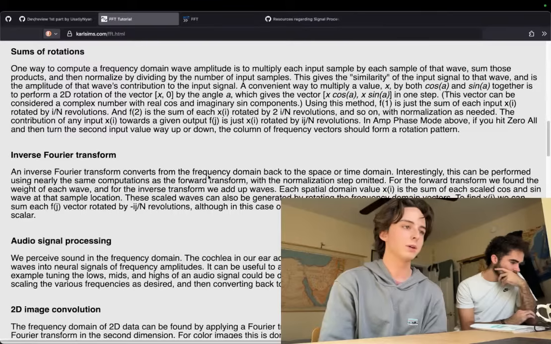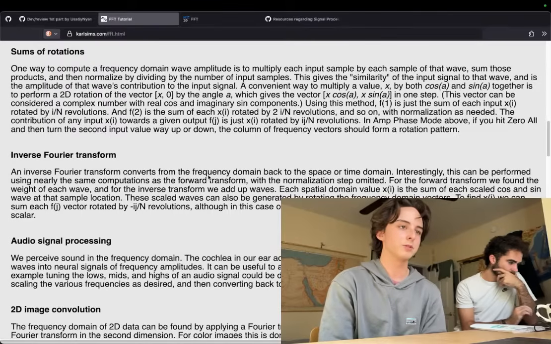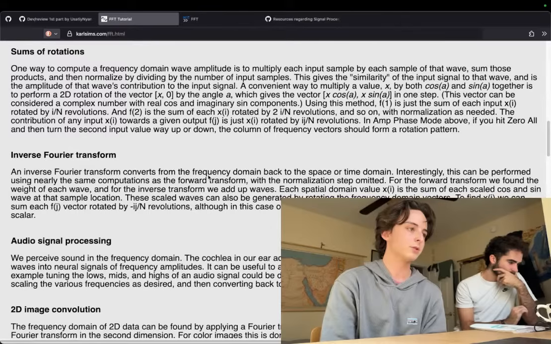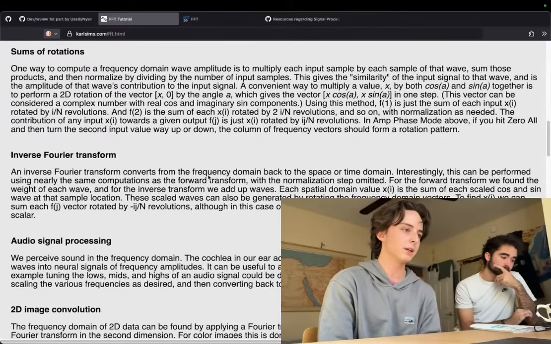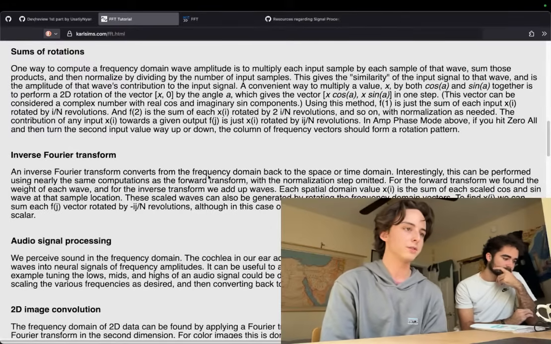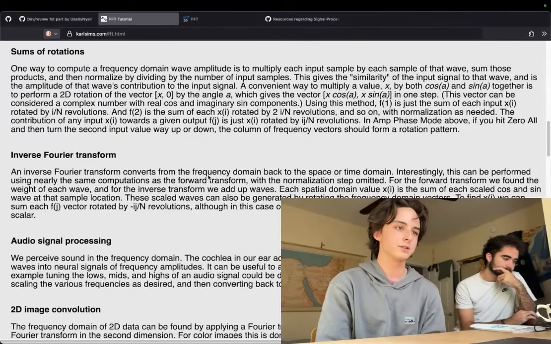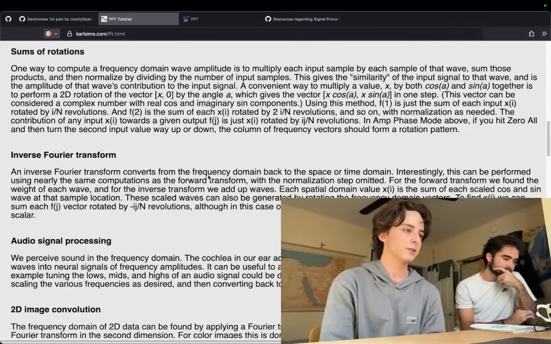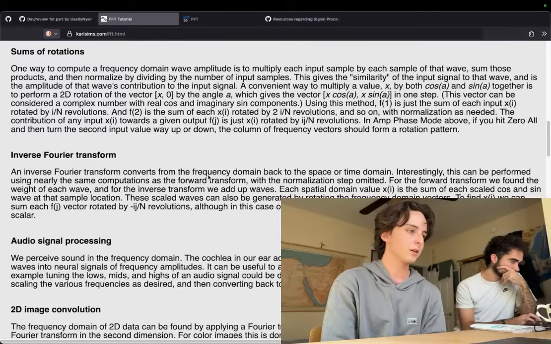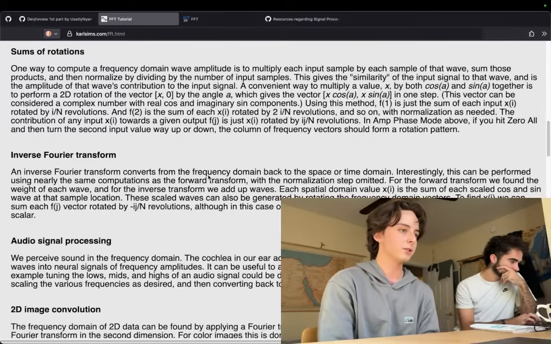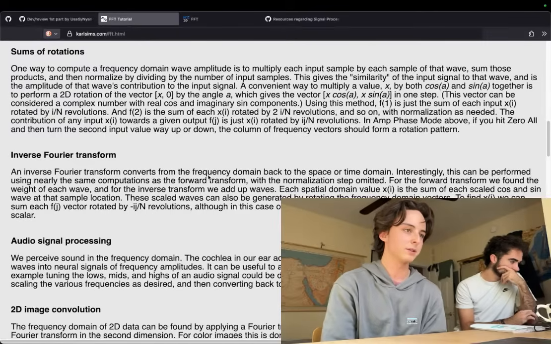A convenient way to multiply a value x by both cosine A and sine A together is to perform a 2D rotation of the vector x0 by the angle A, which gives the vector x cosine A, x sine A in one step. That is really smart, actually. Who thinks of these things? This vector can be considered a complex number with real cosine and imaginary sine components. Why could it be considered complex?